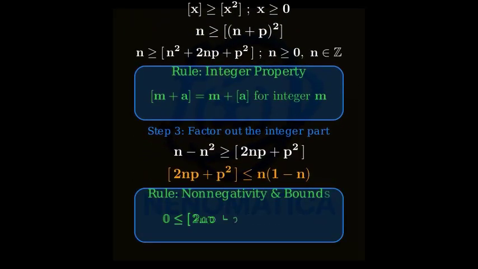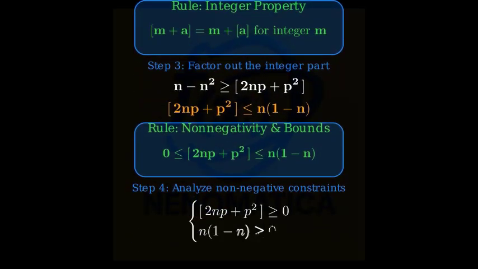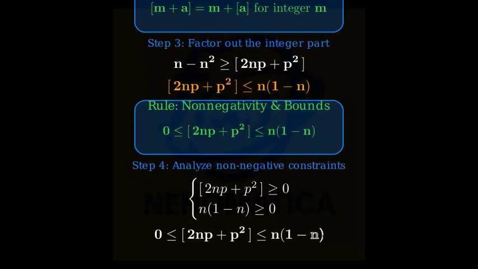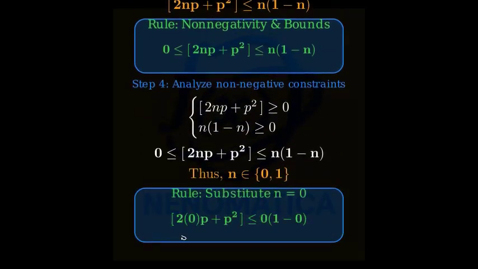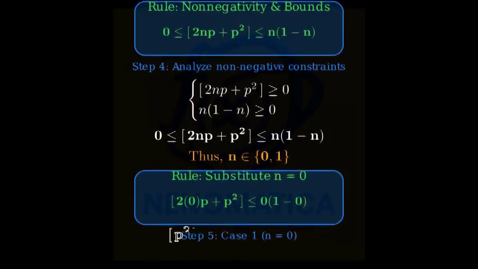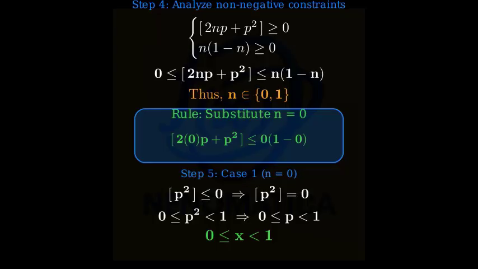Step 4. Analyze non-negative constraints. Since p is at least 0 and n is at least 0, the expression 2np plus p squared is non-negative. Hence its floor is at least 0, and it must be at most n times 1 minus n. This forces n to be 0 or 1. Step 5. Case n equals 0. We substitute n equals 0 and obtain the floor of p squared is 0. That means p ranges from 0 inclusive to 1 exclusive, and x ranges from 0 to 1.